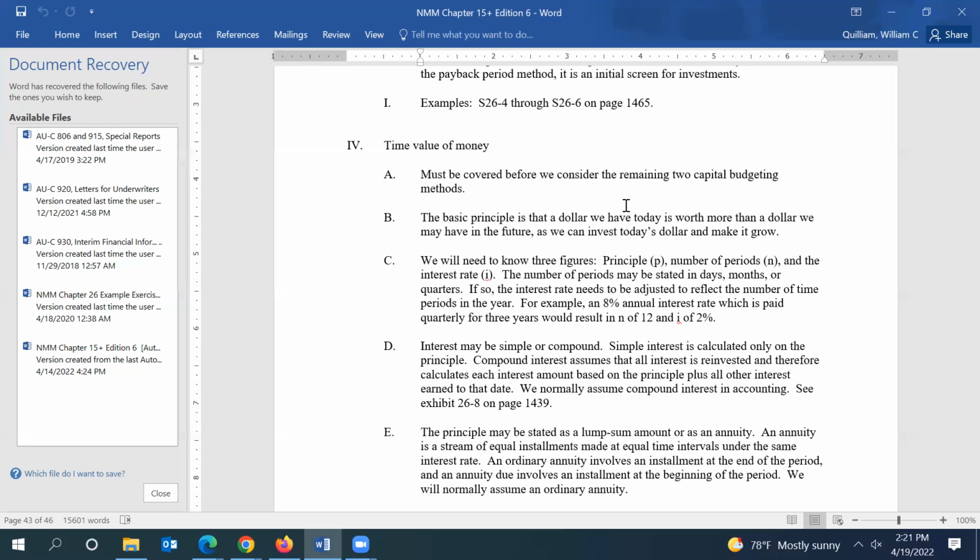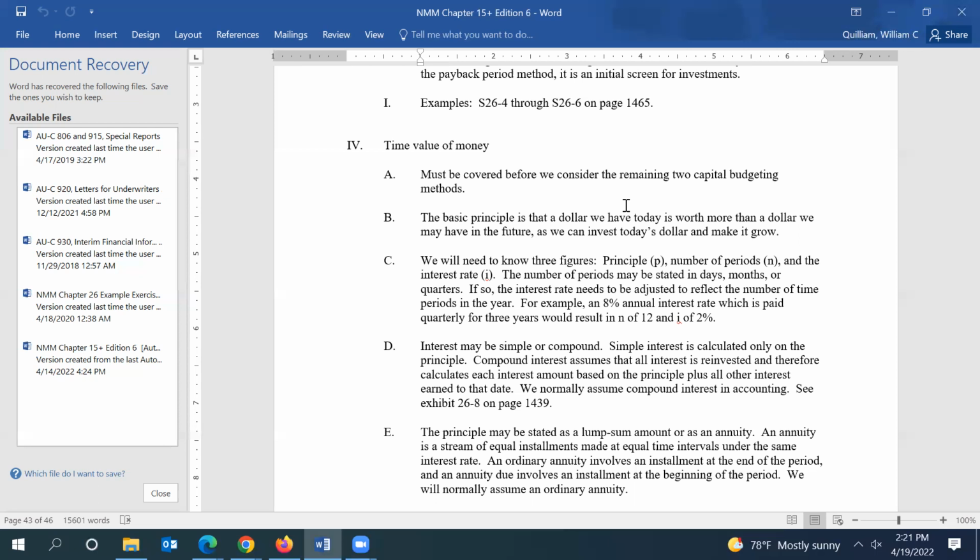So we're going to need to know three figures. We're going to need to know the principal, which we'll abbreviate with a small p. Principal, you'll see how that's given to us. For example, if we're investing $100 today, we're going to make it grow. Well, that's the principal. That'll be pretty obvious. It'll be the amount we're working with.